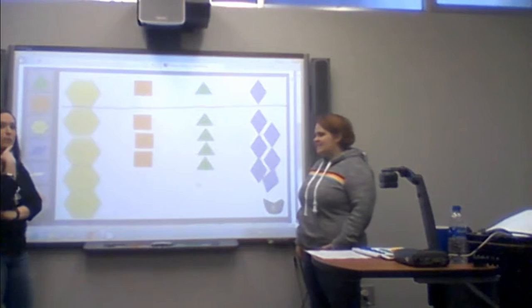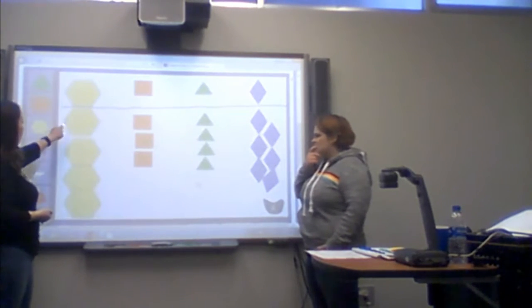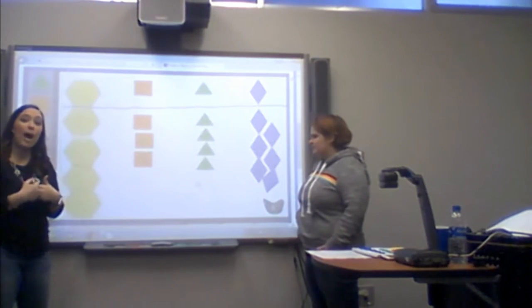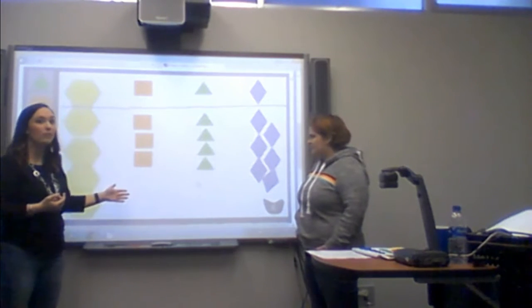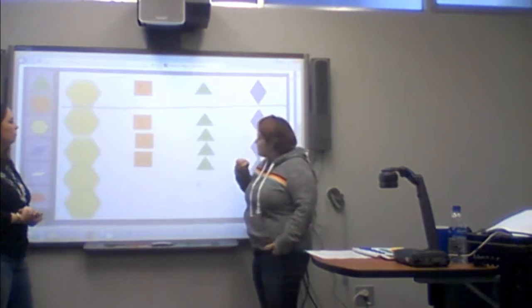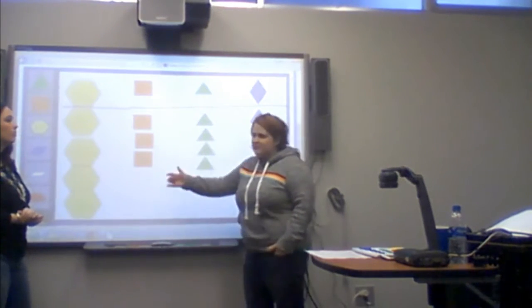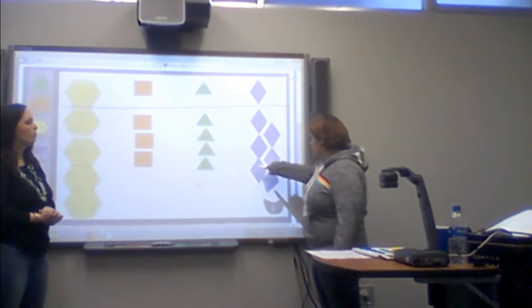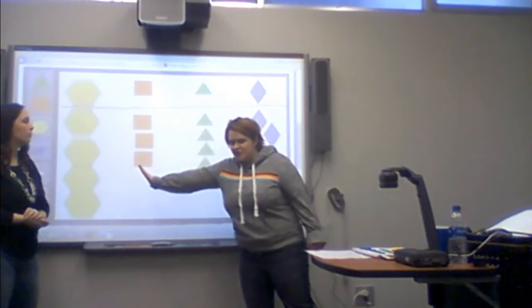So when we look at this, we can see that there are lots of different numbers on our graph. So we have 4 hexagons and only 3 squares. So I can say that we have more hexagons than we do squares. What do you see? I see that we have 1, 2, 3, 4 triangles, 1, 2, 3, 4 hexagons, so they are equal to each other. And then I notice that there's a lot of diamonds, 1, 2, 3, 4, 5, 6, so that is more than the rest of the shapes.